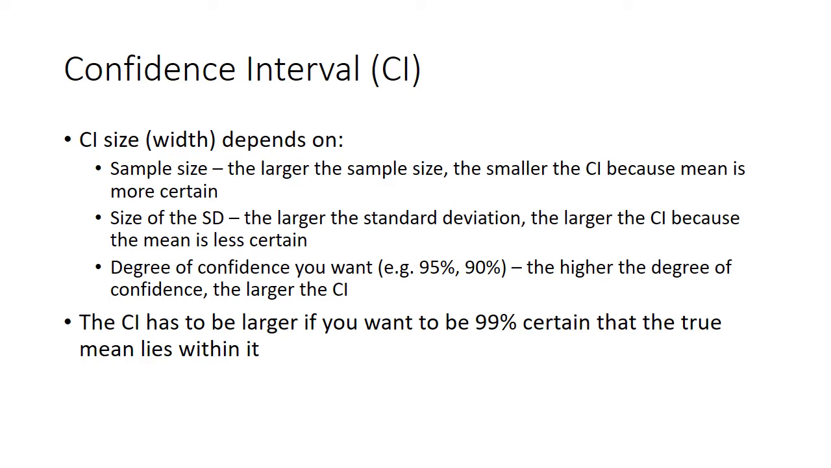Okay. As I drop how confident I want to be, I can narrow that confidence interval. But the more precise I want to be, if I want to be 99% certain, the CI would have to be larger in order to encapsulate all those values, which the true value could be.